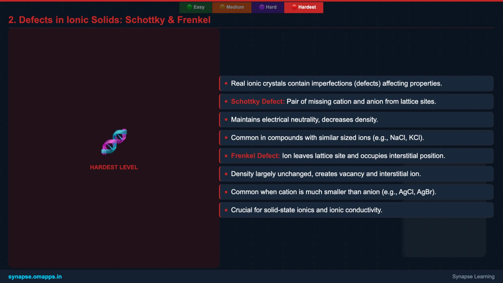These defects are not just imperfections, they are crucial for phenomena like solid-state ionic conductivity, where mobile ions facilitate charge transport, a cornerstone of advanced battery technologies and fuel cells.